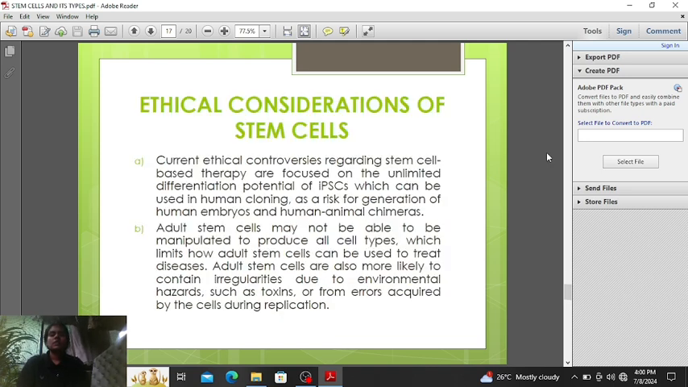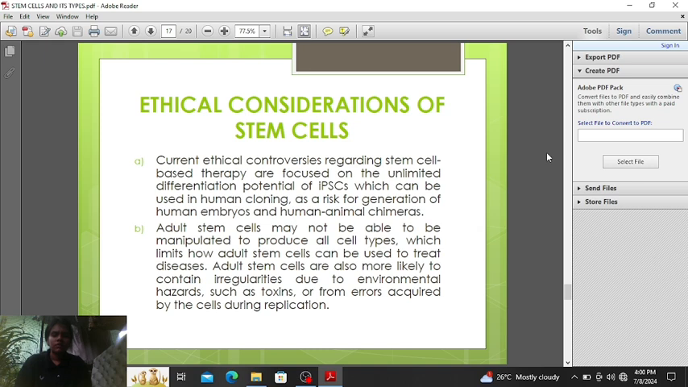Some of the ethical considerations of stem cells: the current ethical controversies regarding stem cell therapy focus on the unlimited differentiation potential of iPSCs, which can be used in human cloning, and also carry a risk of generation of human embryos and human-animal chimeras. And adult stem cells may not be able to be manipulated to produce all cell types, which limits how adult stem cells can be used to treat other diseases.